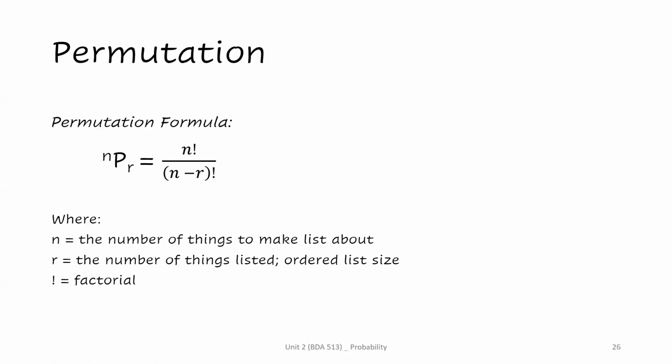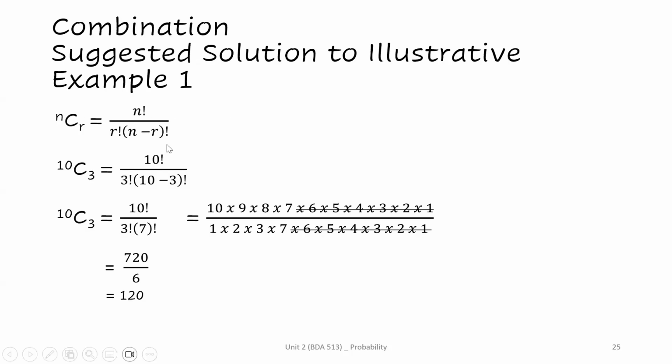Let's look at permutation. Permutation is similar, but here, remember that we are looking at an ordered list. So here it is n permutation r, which gives you n factorial divided by (n minus r) factorial. Here there is no r factorial before the bracket. You see the difference?